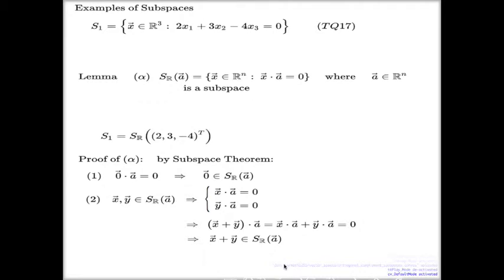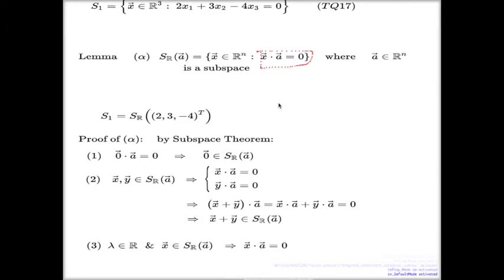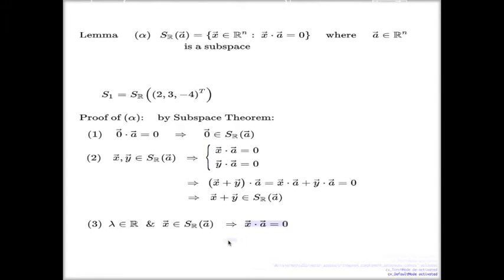A similar argument works for scaling. Third one: if I start with a scalar in the real numbers and a vector in my set, first I do the interpretation of what it means to be in my set. So I just use this condition on my vector. Then I will use the properties of the dot product, which says that if you dot product a vector with a scaled vector, this is as good as if you first take a dot product and then you scale the result.